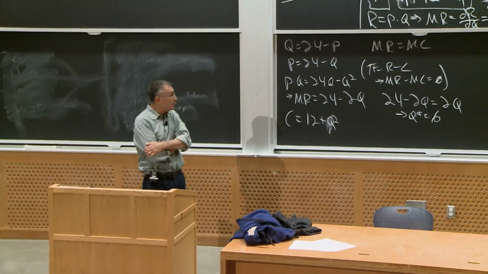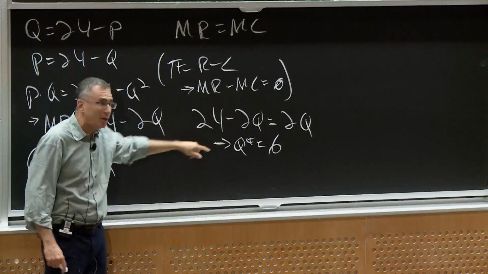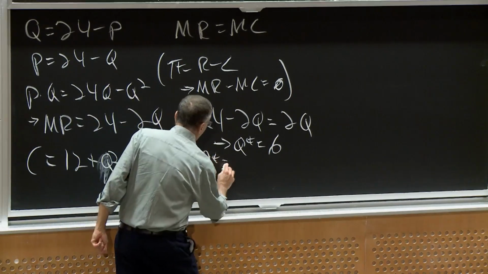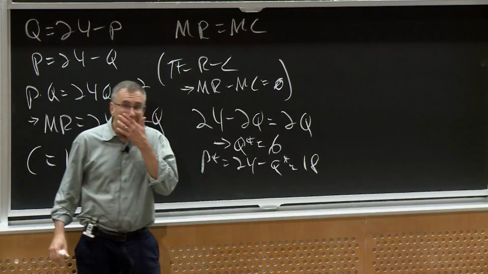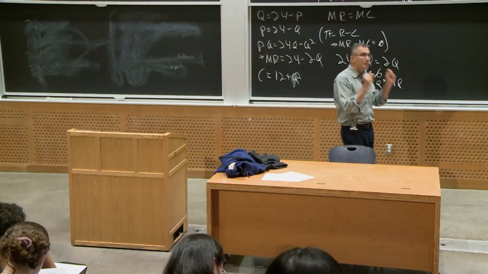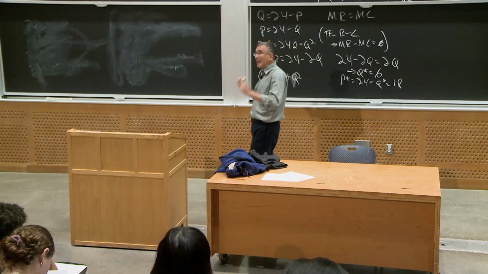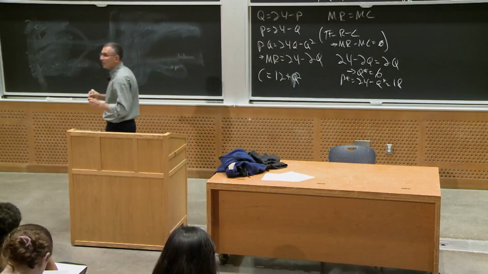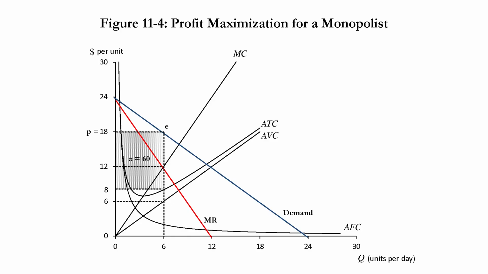To be on the demand curve, to get to price, we go back to the demand equation. P equals 24 minus Q. Well, I just solved for Q star. So P star equals 24 minus Q star, which equals 18. And this is where people get screwed up in the math here. Remember, the monopolist has to respect the demand curve. They're a price maker, but a price maker within the constraints the market gives them. And the constraint the market gives them is the demand curve. So basically, the profit maximizing point is a price of 18 and selling 6 units.